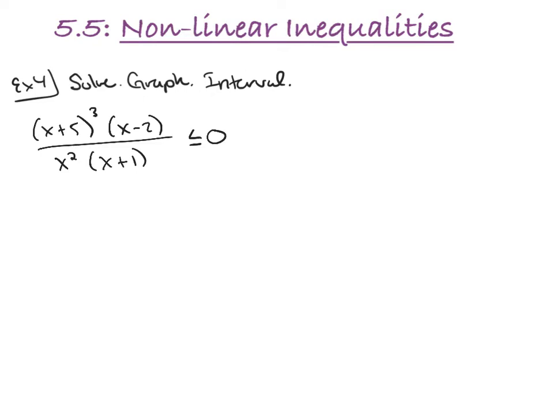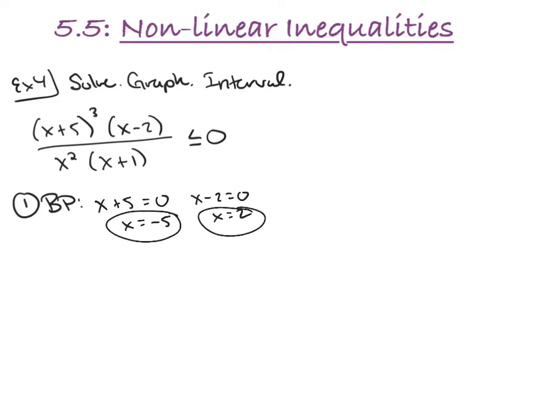Okay, we're going to do this problem really similarly to the way we did the polynomial inequalities. It's just one or two small differences. So for starters, when we're finding our boundary points, we have x plus 5 set equal to 0 and x minus 2 set equal to 0, but we'll also set the x squared and the x plus 1 equal to 0. So it would be all of the factors in the numerator and the denominator set equal to 0. So certainly we have x equals negative 5 and x equals positive 2, but we also have x squared equals 0, so x equals 0, and x plus 1 equals 0, so x equals negative 1.